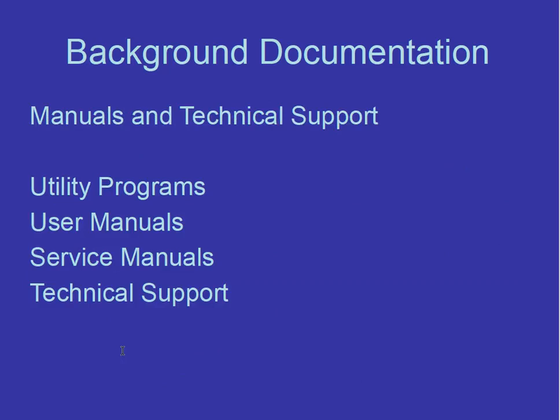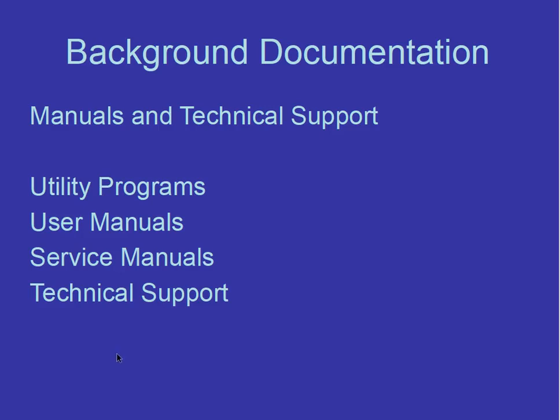And manuals and technical support, which includes utility programs, user manuals, service manuals, technical support. So these are basically your documentation about the circuit, how it works, how much power it has, the different ratings it can support, the components included, their ratings, and how they should perform. Those performance characteristics are basically included in these technical support reports or manuals.